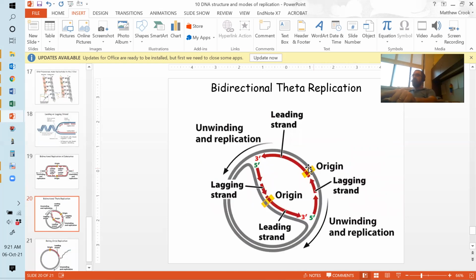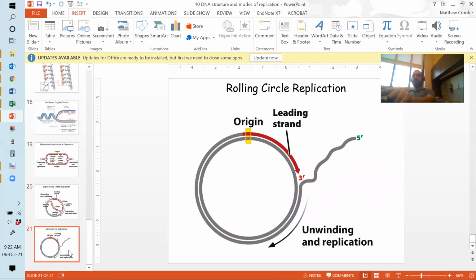Same deal here in bidirectional theta replication. You have the same 2 replication forks. If it's unidirectional, you'll only have 1, but you'll still have a leading and a lagging strand, right? You just can't get around that. The only one that is different is rolling circle replication.